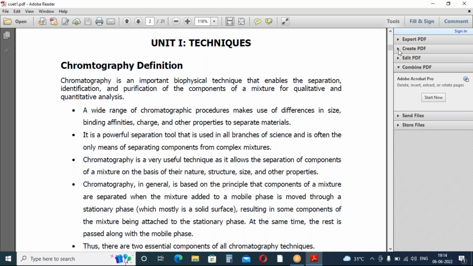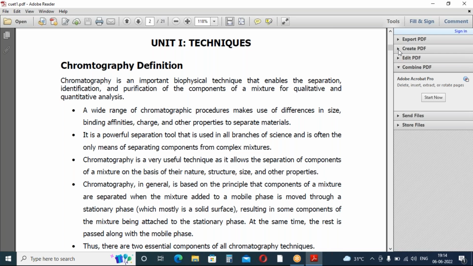Here we can separate the particles that are present in the mixture. Qualitative analysis is mainly relating to the different aspects of the separation, whereas quantitative means we are separating the different types of biochemical components, and we have to know what the concentration is that is present in the mixture.